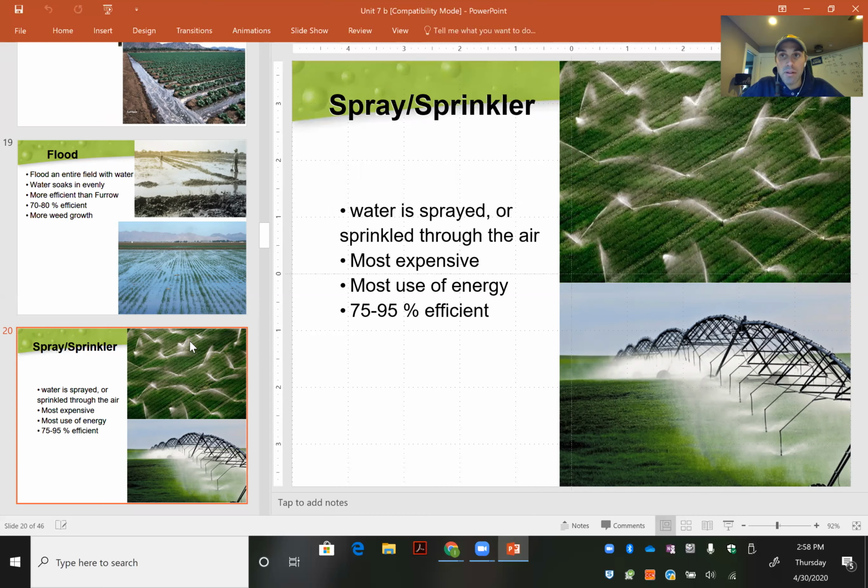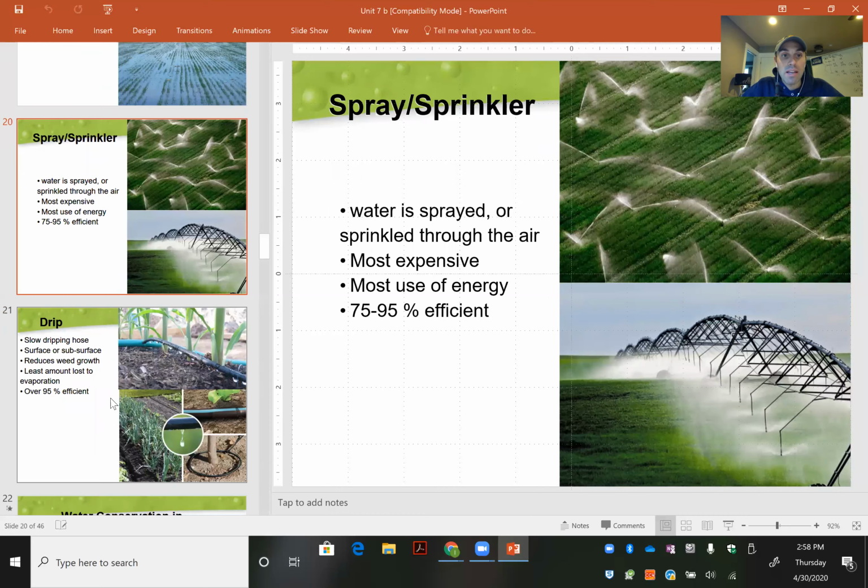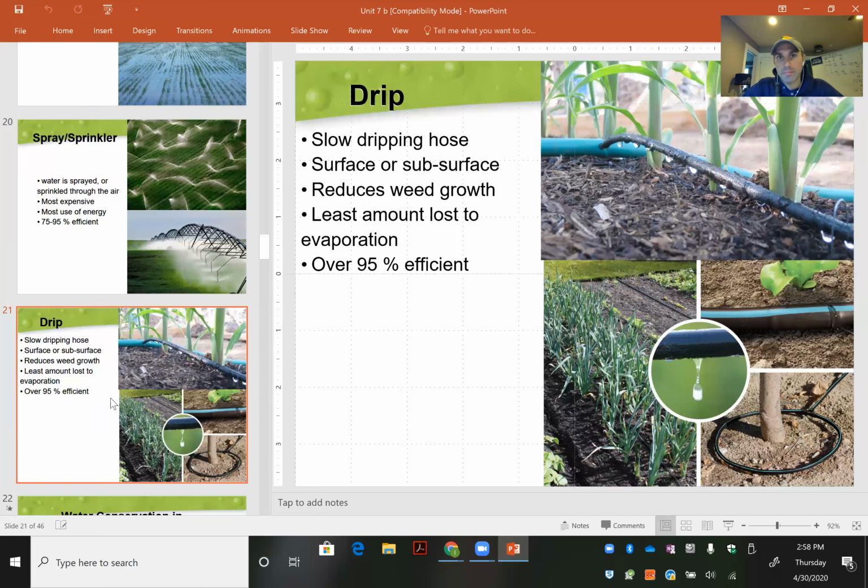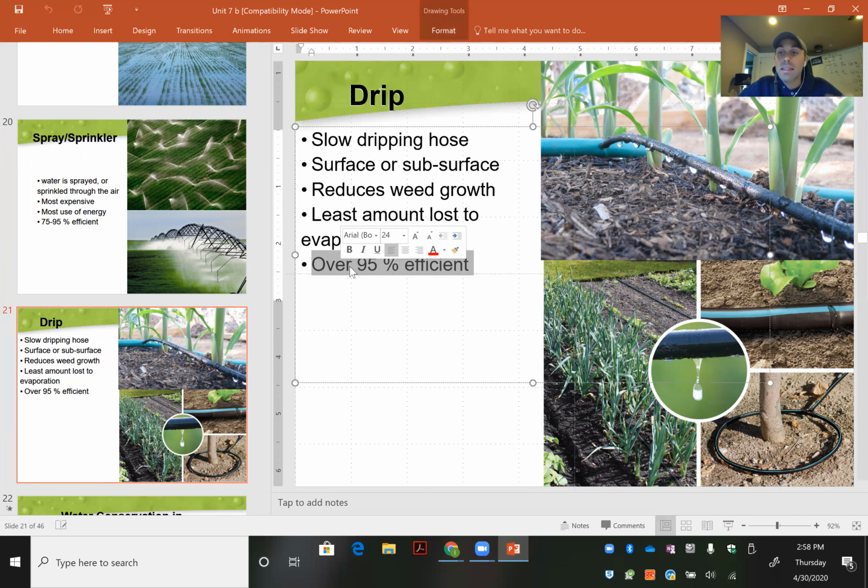up to the best type of irrigation. The best type of irrigation is drip irrigation. It is water that is delivered directly to the plant roots, is the most efficient, over 95% efficient, the least waste of water, the best type out there. Those are the main types of irrigation that we would use. So hopefully that clears up number 7 for you guys.